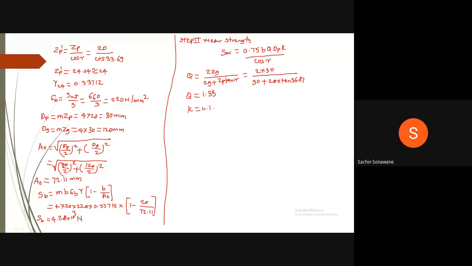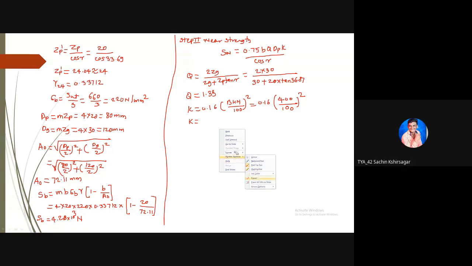Then find out the value of K. K is equal to, what is the formula? 0.16 into (BHN divided by 100) square. Therefore, 0.16 into BHN value is 400, 400 divided by 100, bracket square. What is the value of K? Calculate. 2.56. Yes, correct. 2.56 Newton per mm square.